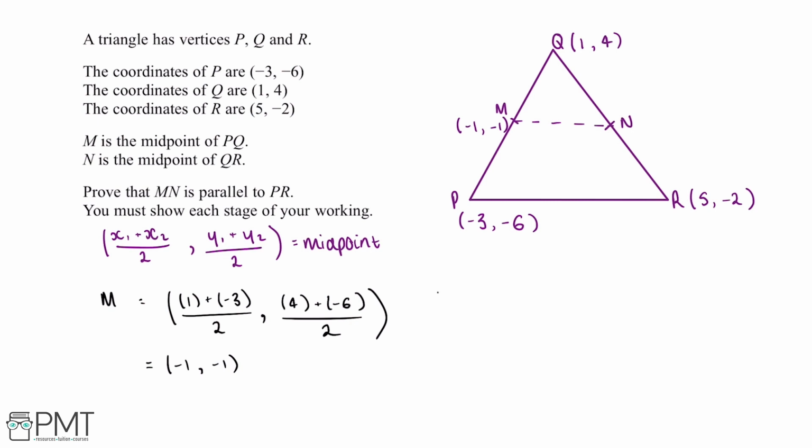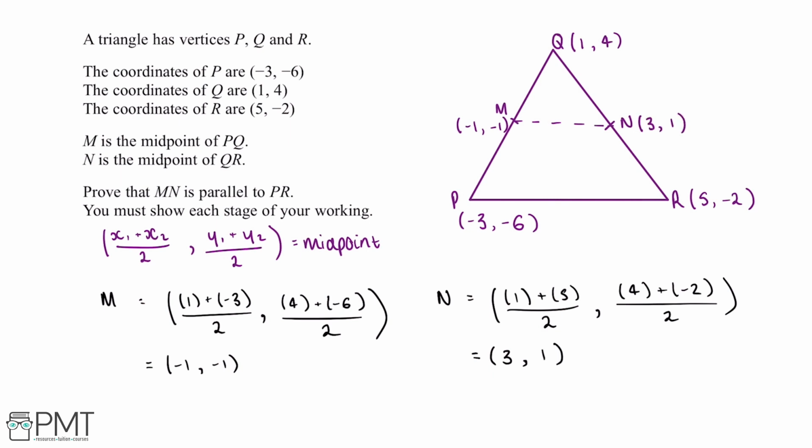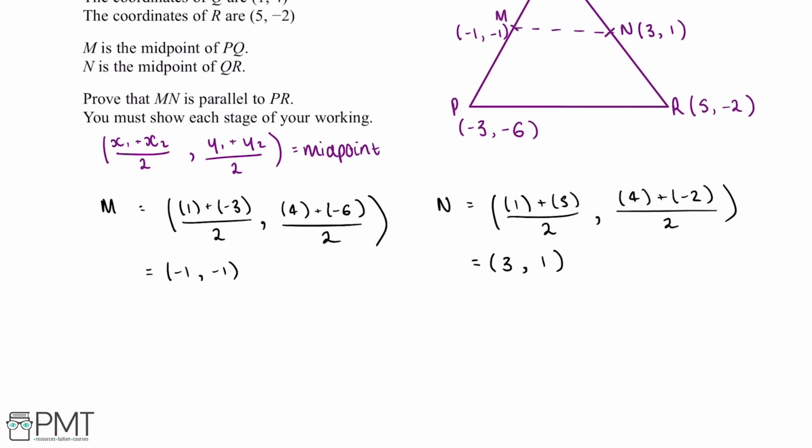Next we can move on to point N. So point N is the midpoint of line QR. So we can use the same process as before. The x coordinate will be equal to 1 plus 5 divided by 2. And the y coordinate will be equal to 4 plus -2 divided by 2. And this gives us an x coordinate of 3 and a y coordinate of 1. Now the next thing we need to do in order to prove that line MN is parallel to line PR is work out the gradients of the two lines.